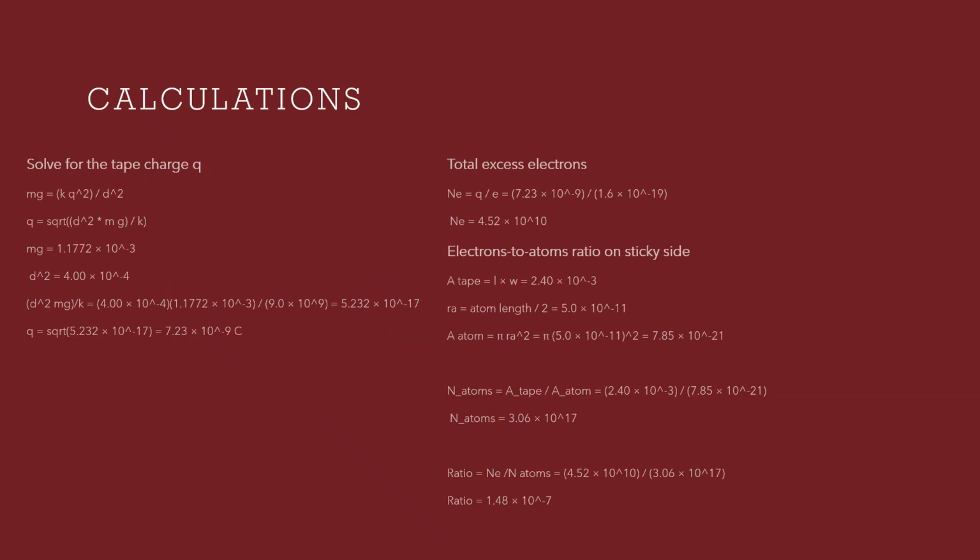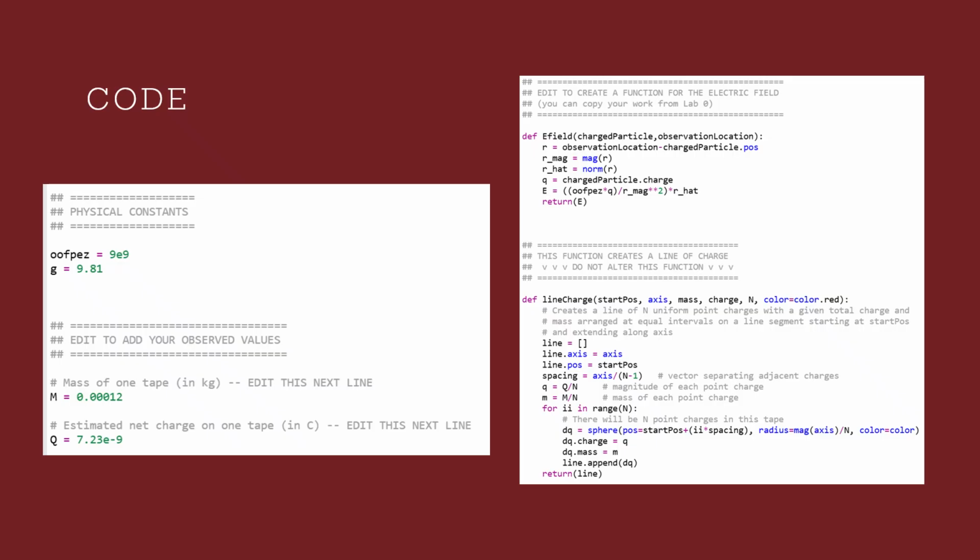And here are our actual calculations. This was for the previous lab. I'm just going to go over the code instead of going over this. This is the first part of the code that we used. Here on the left are our physical constants, the K constant, the gravitational constant, the mass for our tape, and then our Q from our previous experiment. And then here is the E field equation I created.